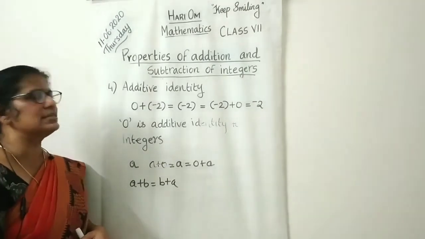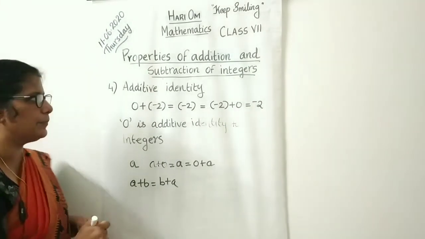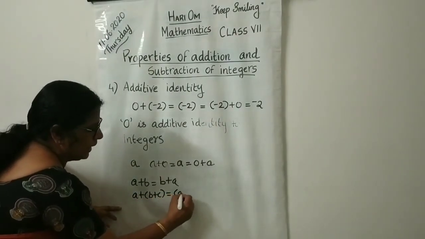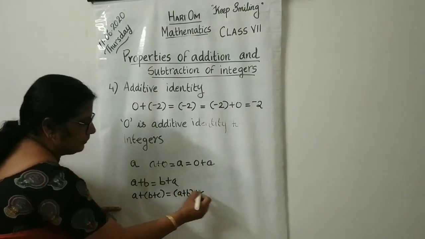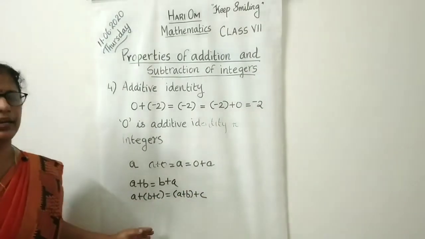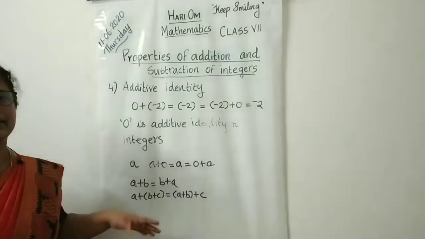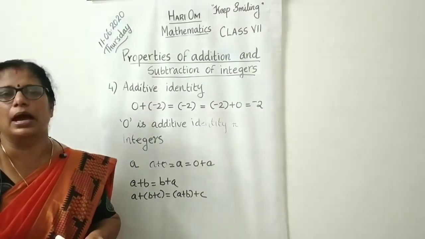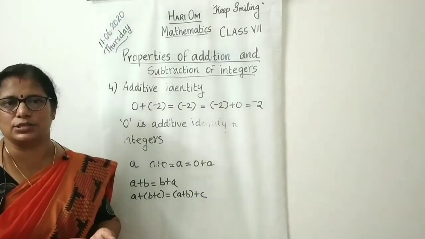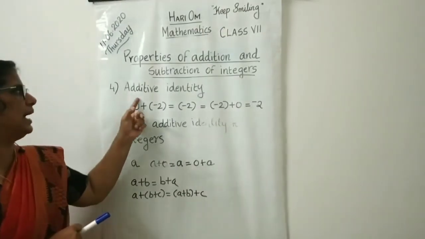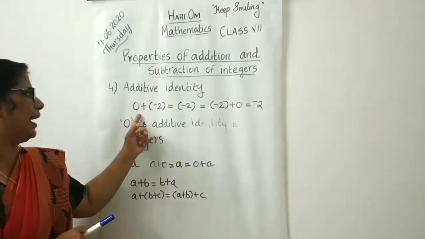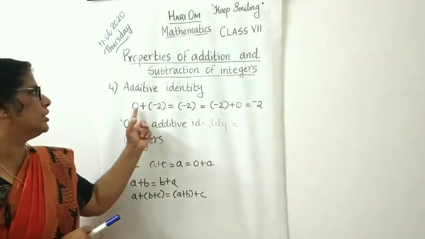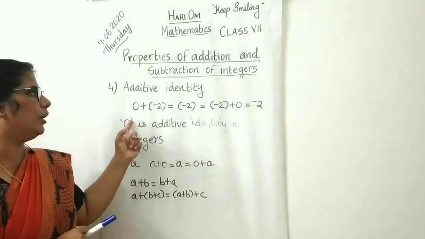Now the third property is associative property. What is associative property? A plus (B plus C) is equal to (A plus B) plus C. That is, if you take any three integers and add in any order, the answer will be the same. So addition is associative but subtraction is not associative. Now the last property is additive identity. That is, when you add any integer to zero, we get the same integer. So zero is the additive identity for integers.